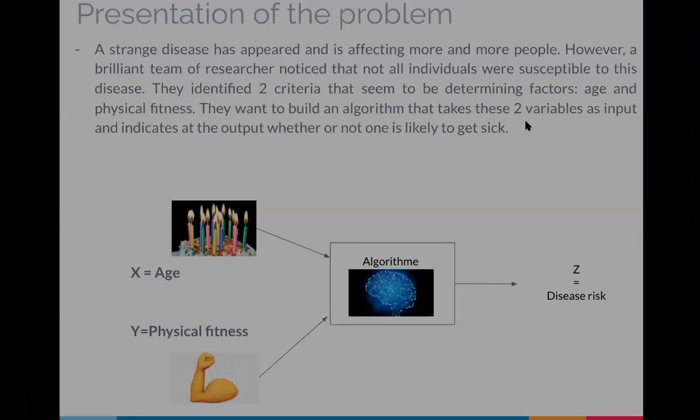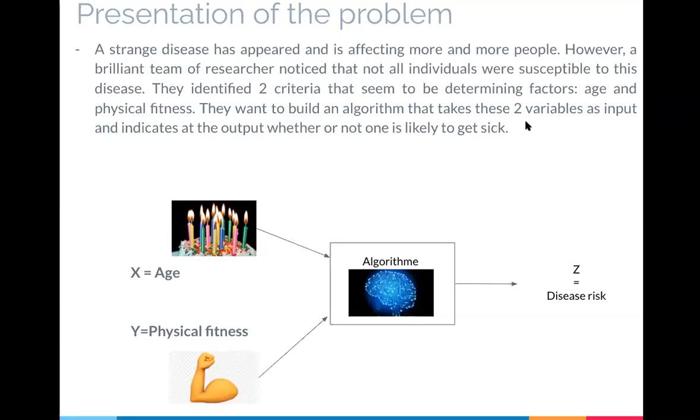For that, I've created a very small problem. A strange disease has appeared and is affecting more and more people. However, a brilliant team of researchers noticed that not all individuals were susceptible to this disease. They identified two criteria that seem to be determining factors: age and physical fitness. They want to build an algorithm that takes these two variables as input and indicates at the output whether or not one is likely to get sick.